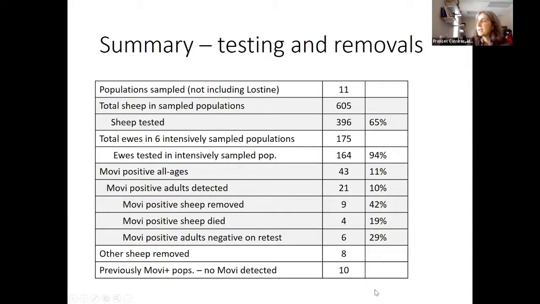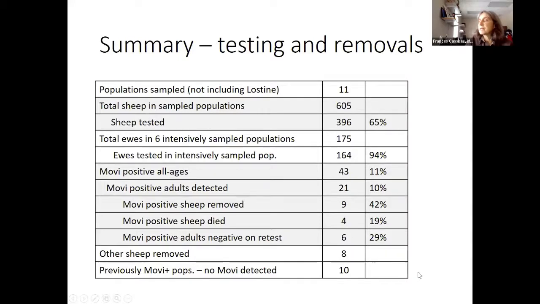So a summary of our work in Hell's Canyon is that we sampled 11 populations, not including the Lostine. So all this data does not include the Lostine. There were a total of 605 sheep in those 11 populations. We tested 396 of them, which is 65%. There were 175 ewes in our 6 intensively sampled populations, and we sampled 94% of them. The other populations that were not intensively sampled are populations that we tested and then found out that MOV had cleared naturally, so we didn't, based on our criteria of sampling lambs and ewes.